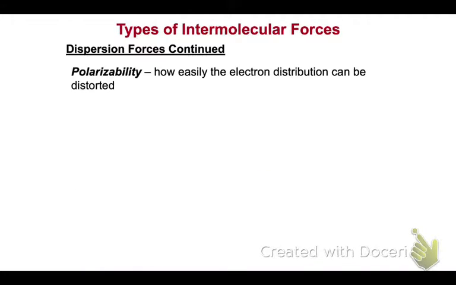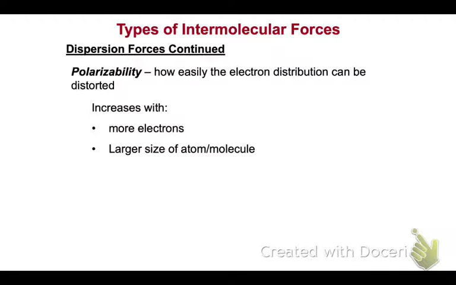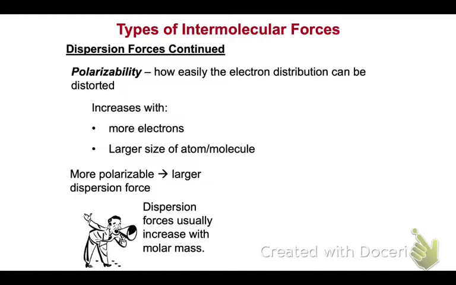Now, the dispersion force's strength will depend on something we call polarizability, which is how easily the electron distribution can be distorted. The more it can be distorted, the stronger the polarizability is, the stronger the London dispersion forces. So polarizability increases with more electrons. The more electrons you have, the more chances that you will have random distribution of electrons, which means one side will have more negative charge than the other. The larger the size of the atom or the molecule, the more polarizability they can have. So more polarizable means larger dispersion forces.